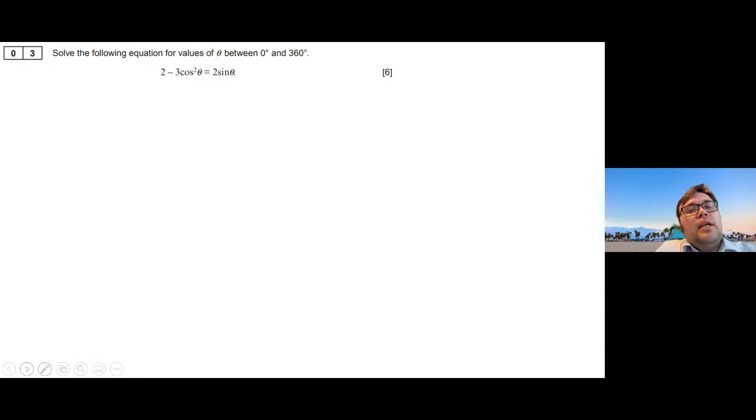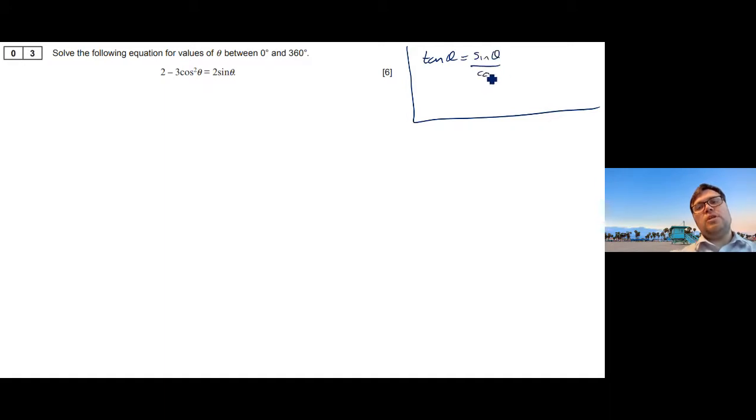Question 3, it is a trigonometry question. And what I'm hoping you can see, remembering now, you only know that tan theta is sine theta over cos theta, and that cos squared theta plus sine squared theta is equal to 1. So those are the 2 things you only know.